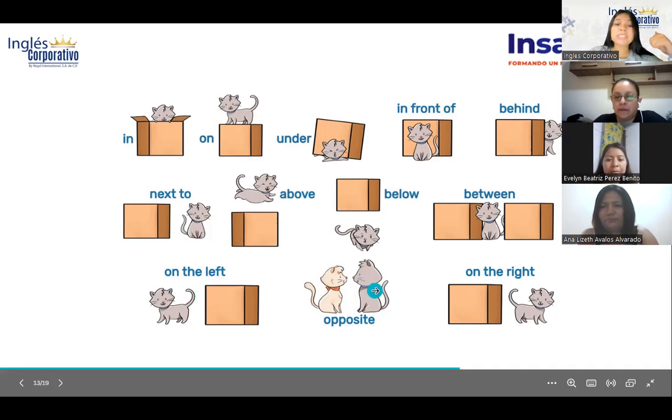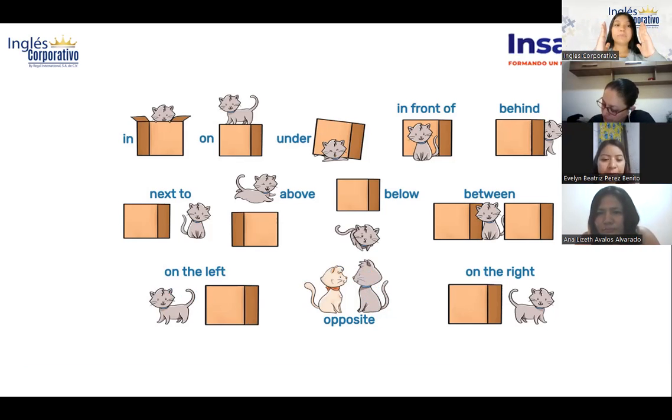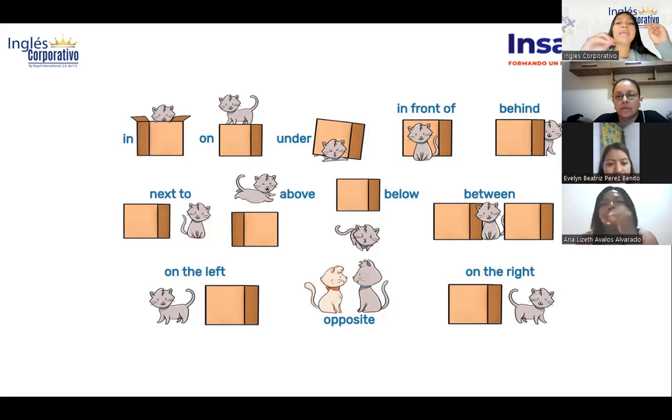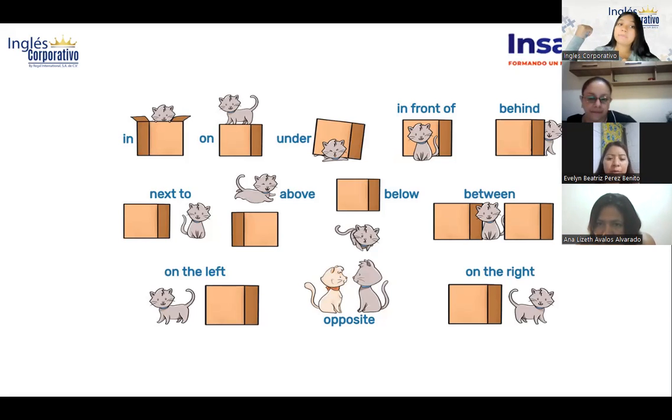Now, opposite, enfrente de. Opposite means opuesto a, significando que están enfrente, opuestos. So, the cats are opposite. On the right, a la derecha o en la derecha. So the cat is on the right of the box.